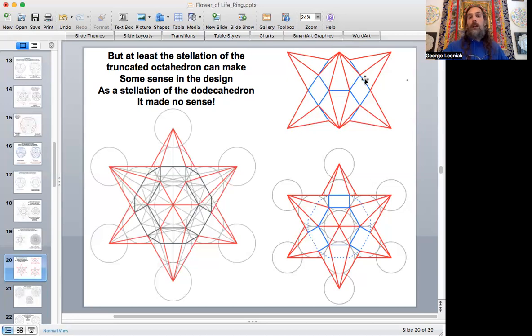But it is a real form that can be buildable now with these Metatron's cube lines kind of stellating out with a couple additional ones, because you've got to pick up the rest of the hexagon. But it is primarily all the lines in the Metatron's cube to kind of do that stellation, which, like I said, didn't make any sense as a dodecahedron, but at least it kind of makes some sense now.